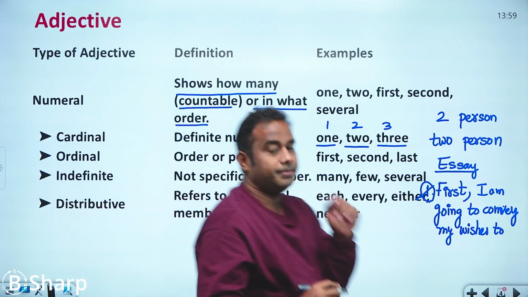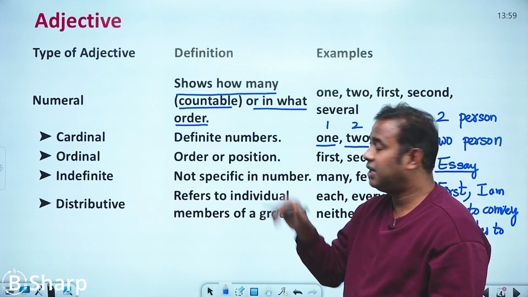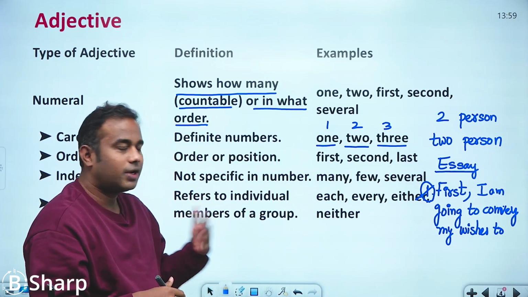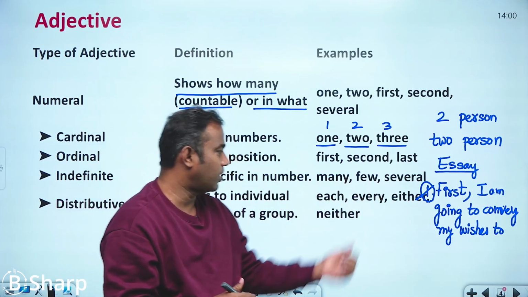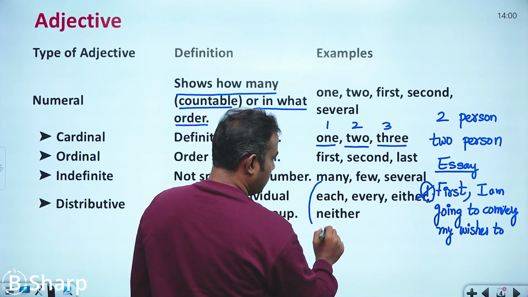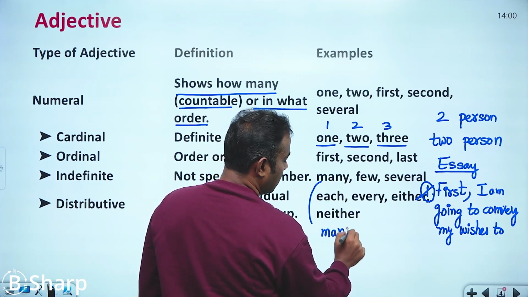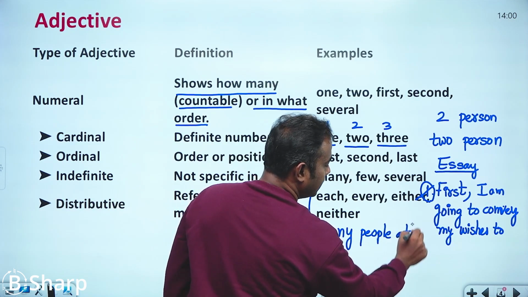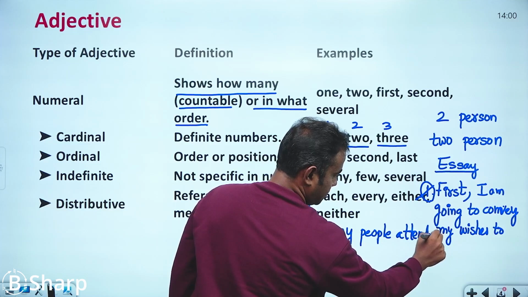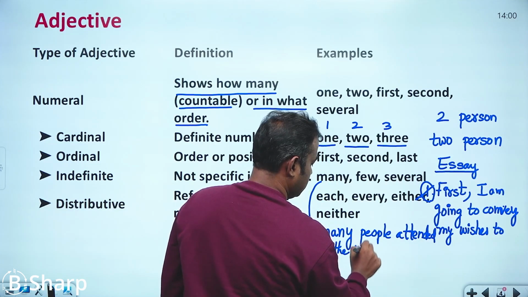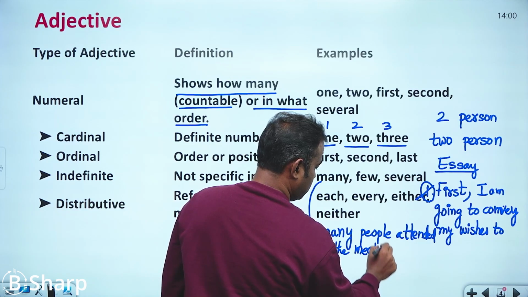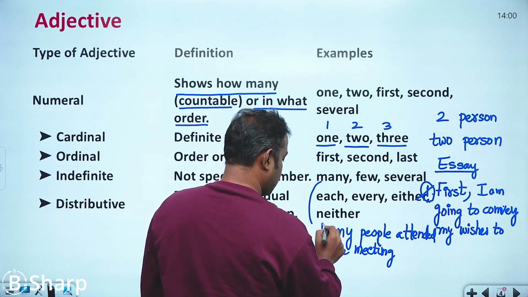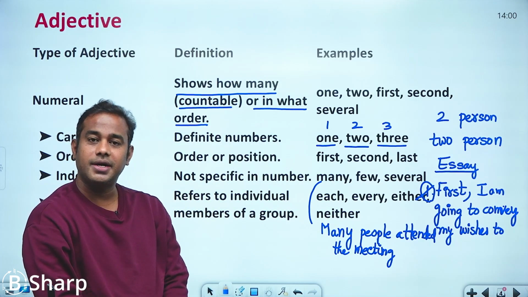Then next, indefinite. Indefinite is not a specific number. For example: many, few, several. Another example here: many people attended the meeting. In such a fashion.